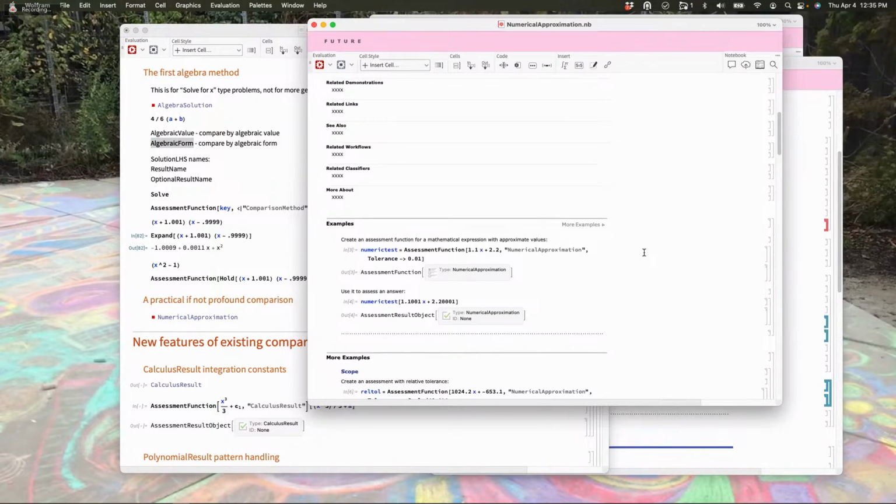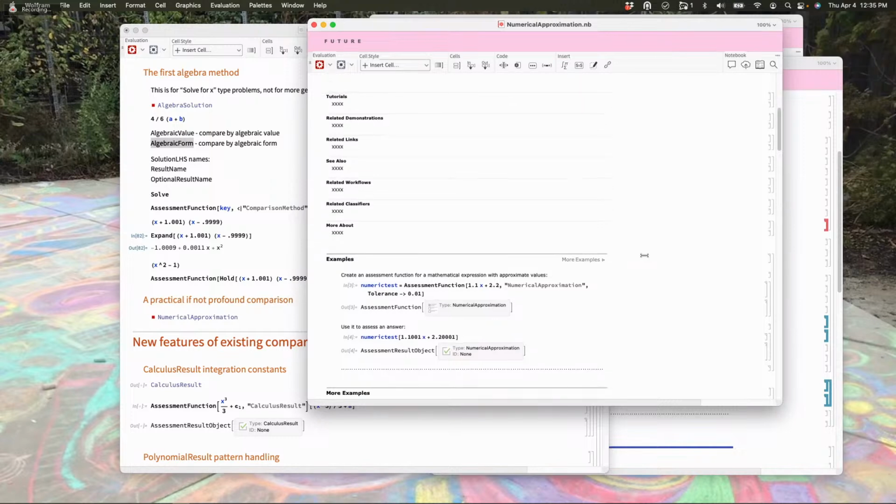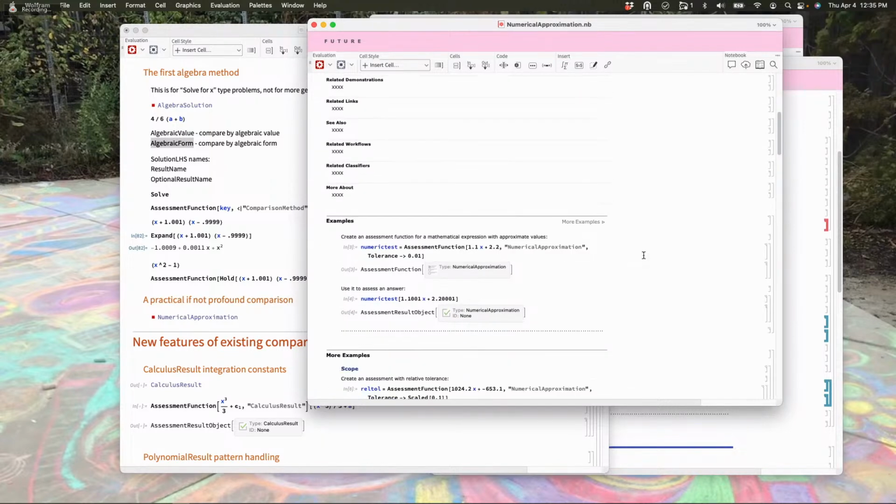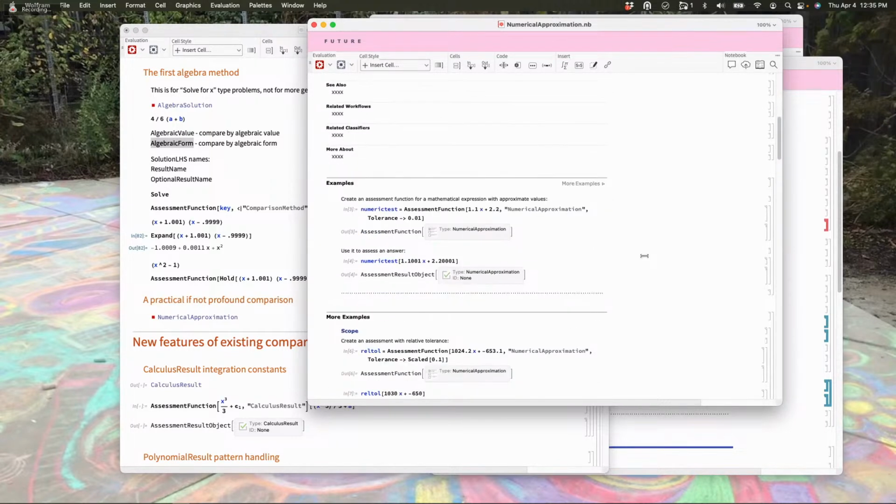I mean, if it's a single number, that's fine. But what happens if it's a list of numbers? I mean, the number comparison method handles a list of numbers. But there are these expressions containing numbers. Right now, we don't have a way to have tolerance on these at all.